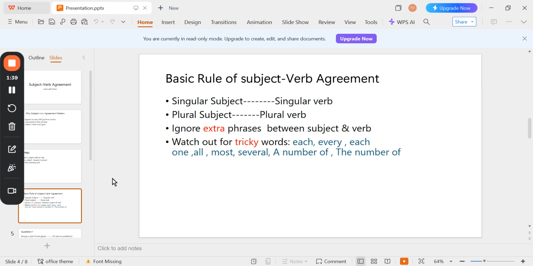Example: each one of the students is ready. Even though it sounds plural, the verb is singular. Always identify the true subject.